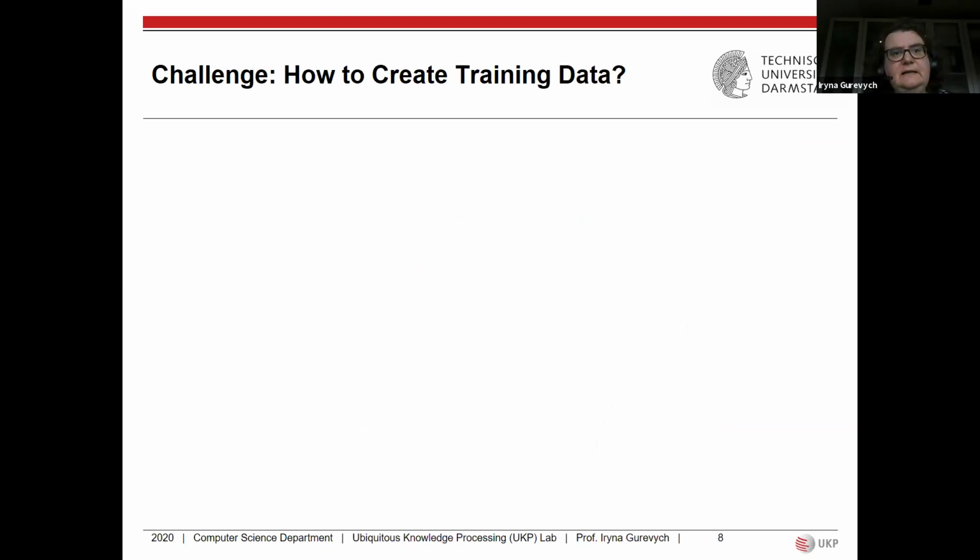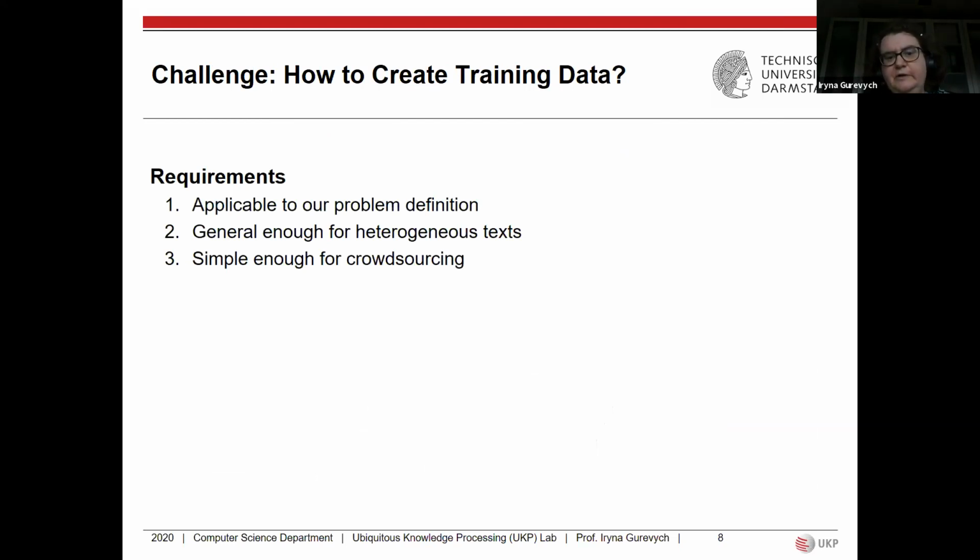The first challenge to be solved in this kind of research work is to create training data, because when we have started doing research on this, there were no existing benchmarks on argument mining. We have several requirements that our annotation scheme needs to comply with. First, it should cover our application scenario and the problem definition of the sentence level argument classification, as I've just described. Second, it should be general enough for heterogeneous texts. And third, it should be simple enough for crowdsourcing, because for the current deep learning models, we need a large amount of training data. So the annotation task should be scalable to obtain a high number of annotations.